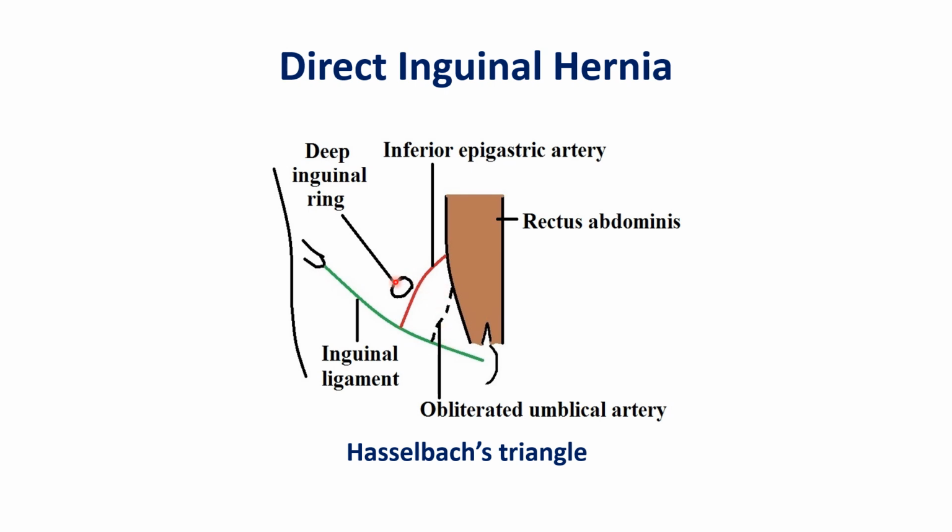Once again, appreciate that the protrusion is not taking place in case of direct hernia through the deep inguinal ring, but through the posterior wall of the inguinal canal, and the protrusion is taking place in the region of the Hesselbach's triangle, and the protrusion takes place medial to the inferior epigastric artery.